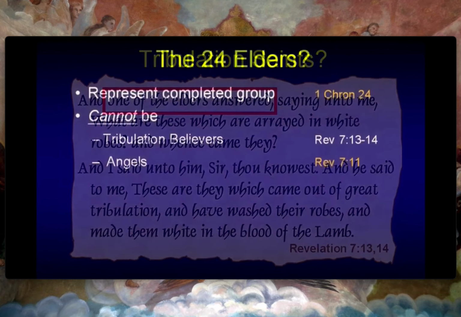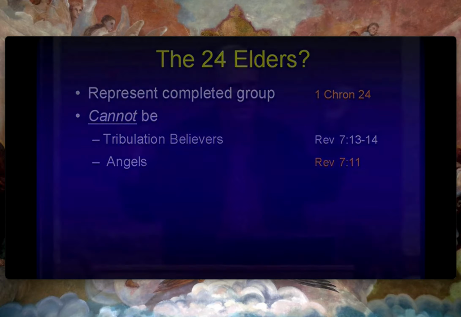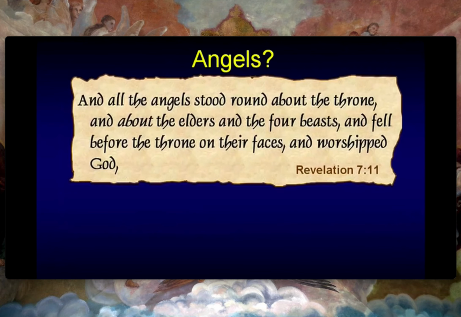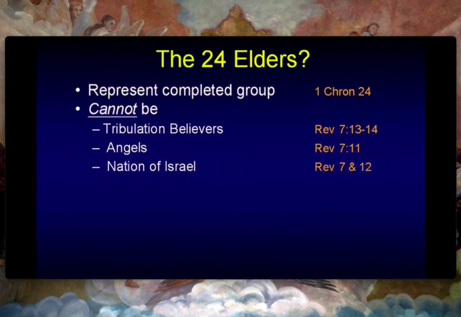Something else they can't be is angels. Well, maybe they're a bunch of angels. No, they're not. In Revelation 7, verse 11, it says, "All the angels stood round about the throne and about the elders and the 4 beasts, the 4 living creatures, that fell before the throne." So they're distinct from them. All the angels. So it can't be angels. Can they be the nation of Israel? No. The whole of chapter 7 deals with that, chapters 7 and 12.